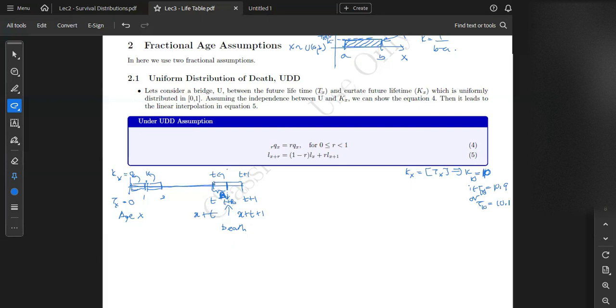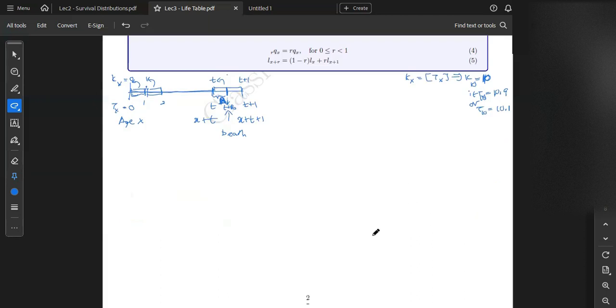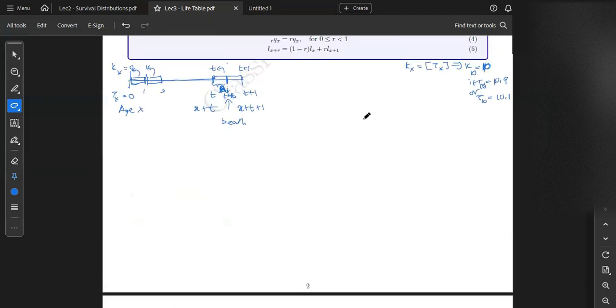try to find a proper way to define this using the probability notation. First, let's find the death probability of a person who is at age X during the next fractional year of R. So R is a value between 0 and 1, including 0 but not 1. So it's a fractional age.